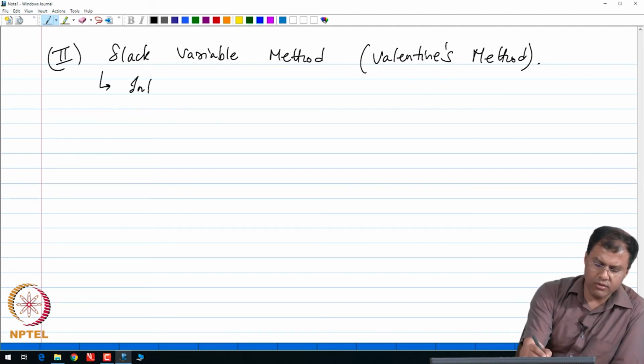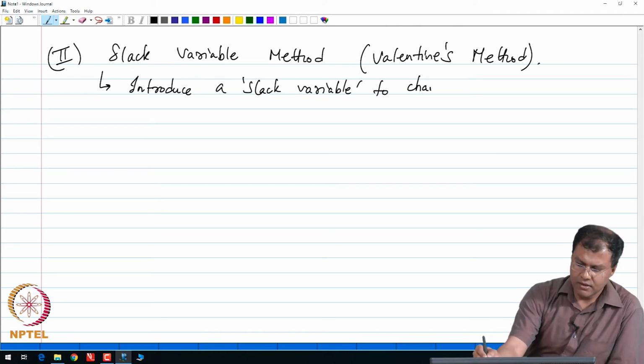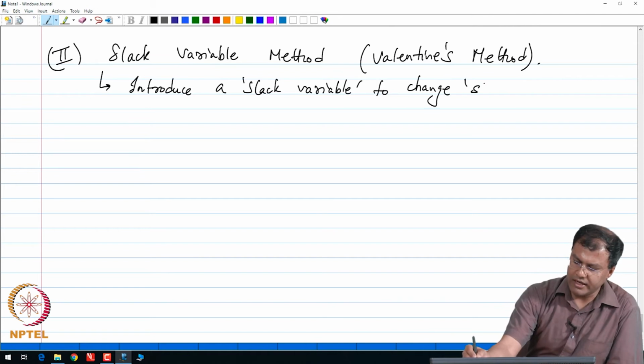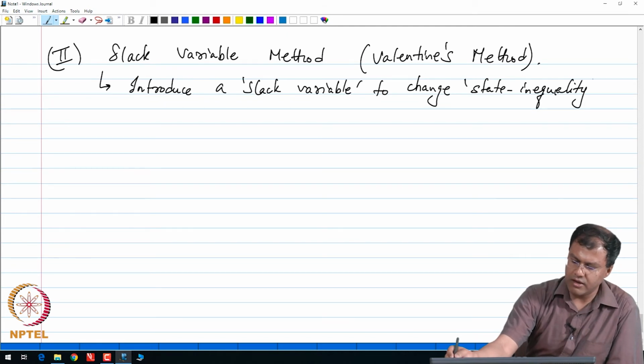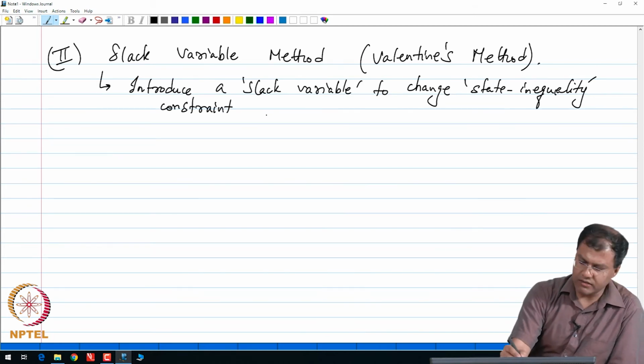So, introduce a slack variable to change the state inequality constraint into an equality constraint.